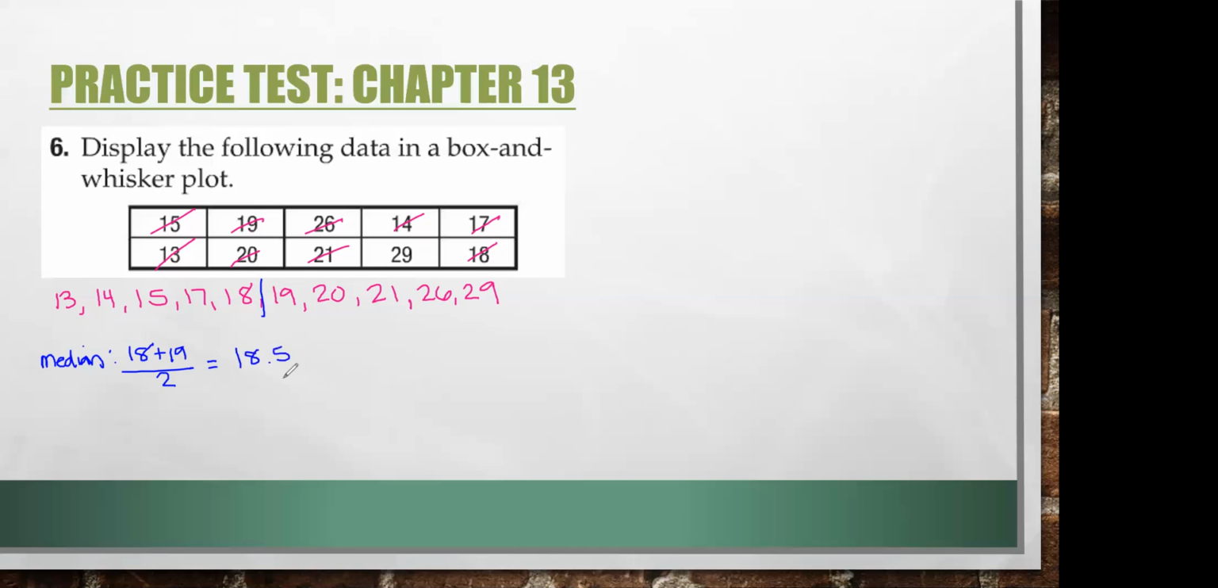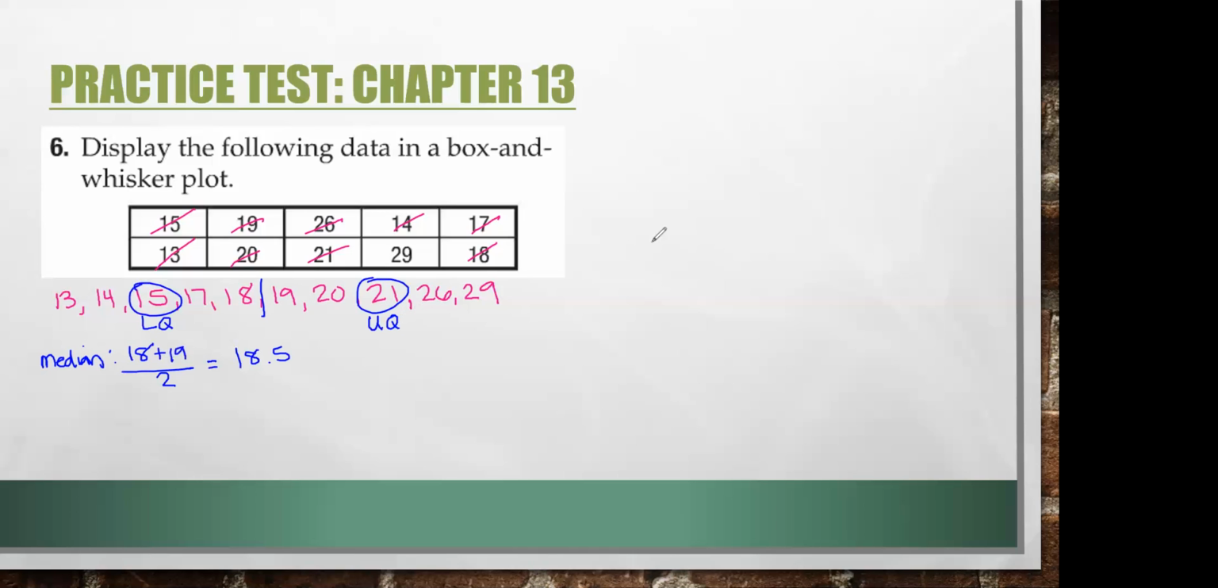And then my lower quartile is the middle of the lower half of the data. So there's 5 sets of data, so the third one would be the lower quartile, and then the upper quartile would be the third set of data in the upper part of the data. So then that would be 21.